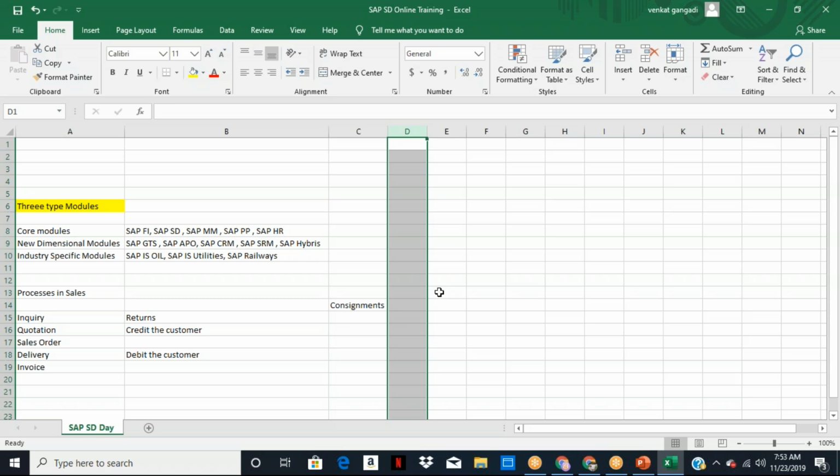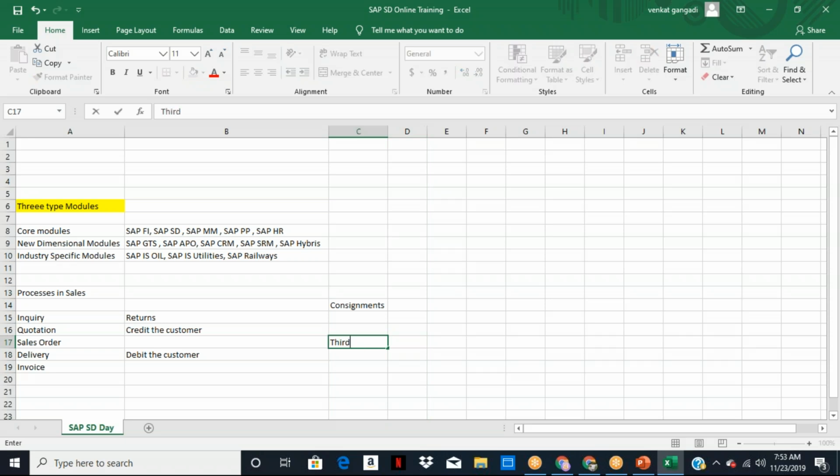That is the consignment. Okay, and there is something called third party also. Third party means what happens when you receive the order. Sometimes we get the order from the customer.